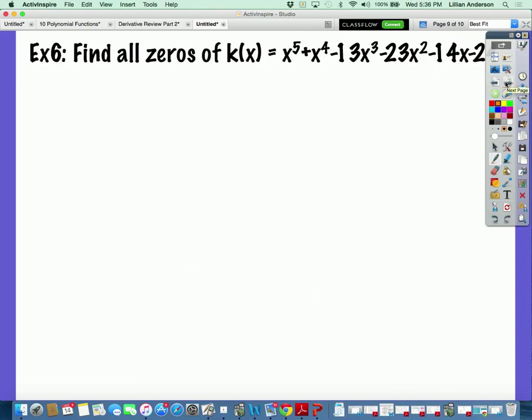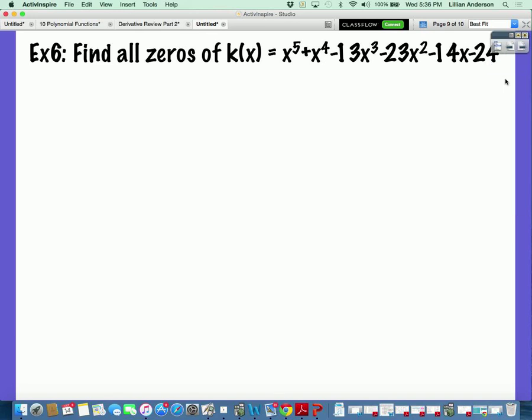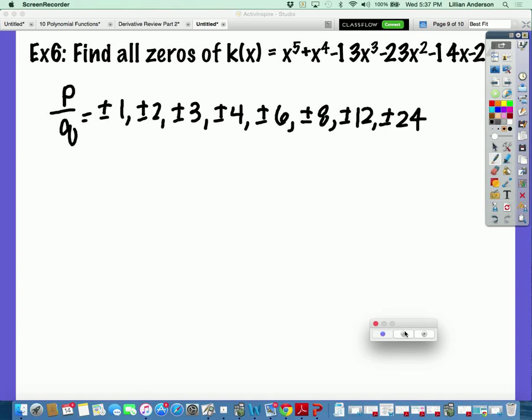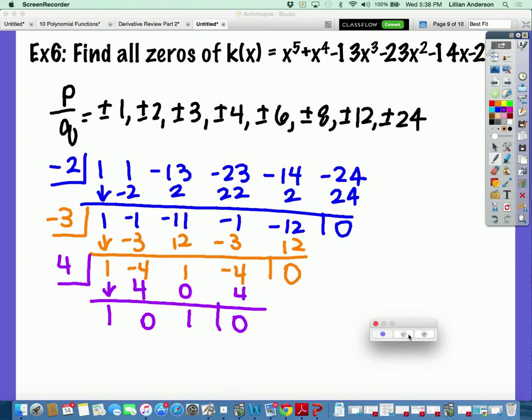Find all the zeros for this problem here. Find all of them. So you're going to go through the same process again. So pause this video, try it on your own, and let's see if you get it. Did you get these as your possible rational zeros? I hope so. Now let's see which ones are actual zeros.